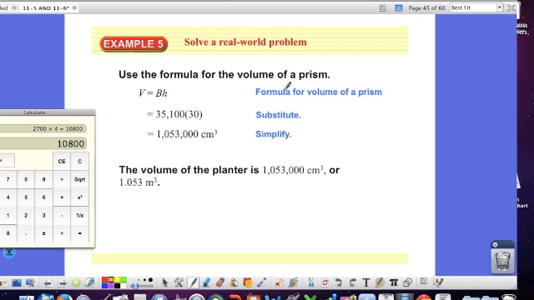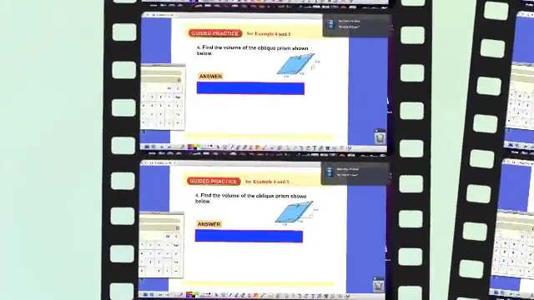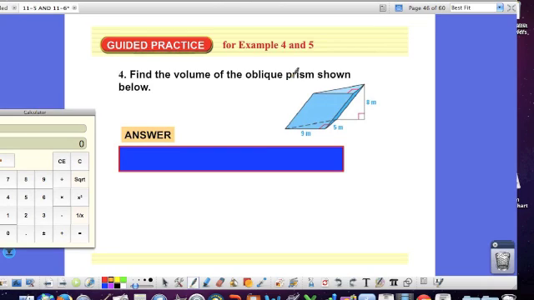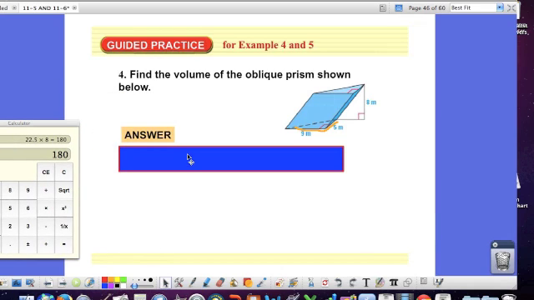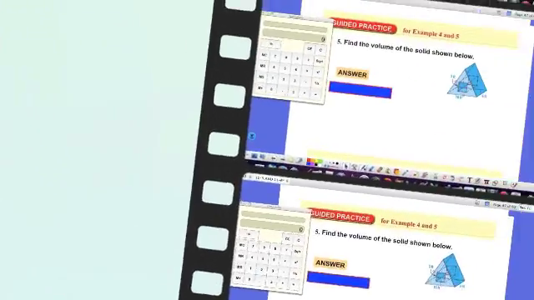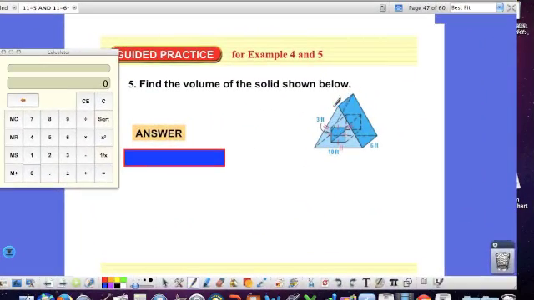And then the formula for the volume of the prism, of the total: if each one is 35, 100 times 30 of them, we get the volume of the planter is 1,053,000 centimeters. So they want us to find the volume of the oblique prism shown below. Each of these, this is 9 times 5, which is 45, divided by 2. So the area of the triangular base is 22.5, times 8 tall is 180 meters cubed.